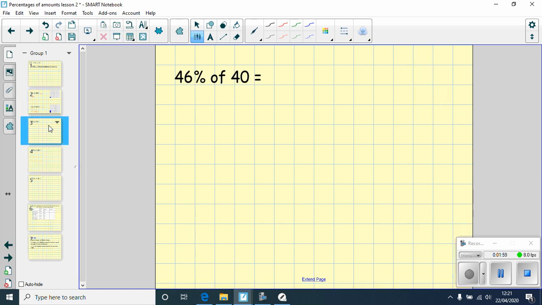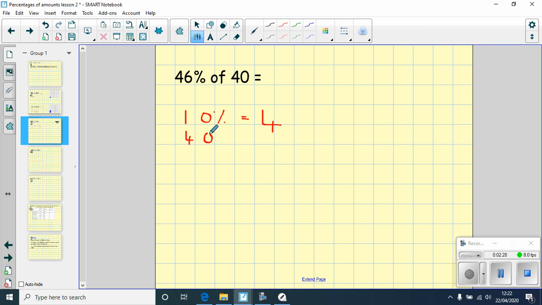Let's have a look at this one. 46% of 40. Now don't be put off by the question because we can use what we've already learned. So to start with, I'm going to find 10%. To find 10%, we divide by 10 because there's 10 lots of 10 in 100. So 10% of 40 equals 4. But I don't want 10%, I want 40%.